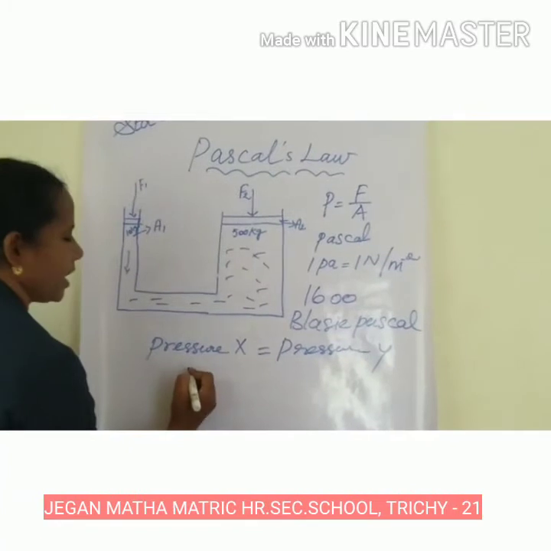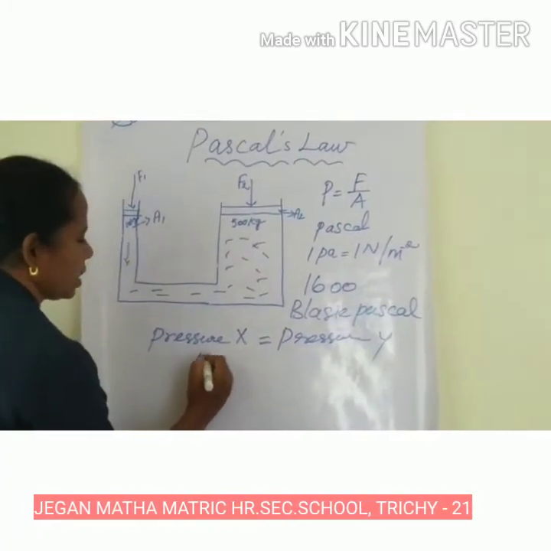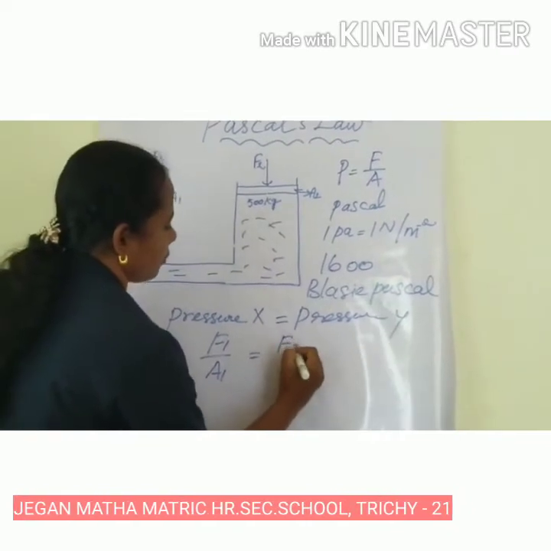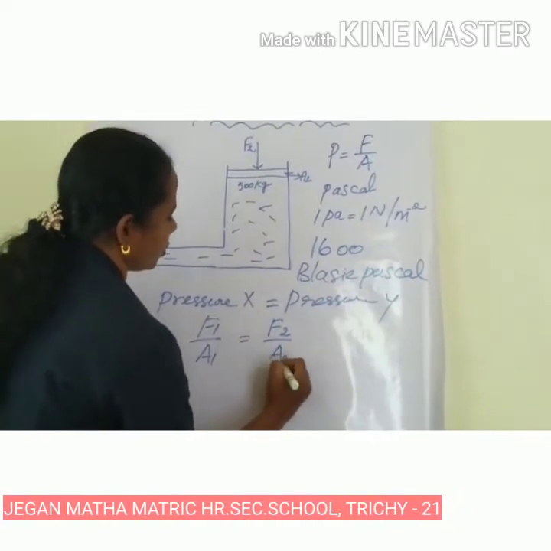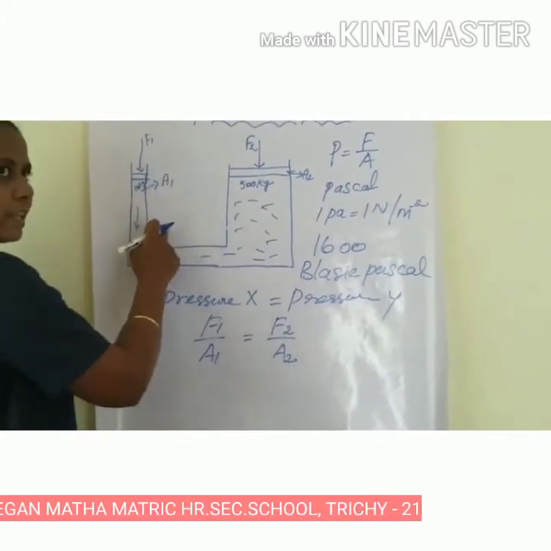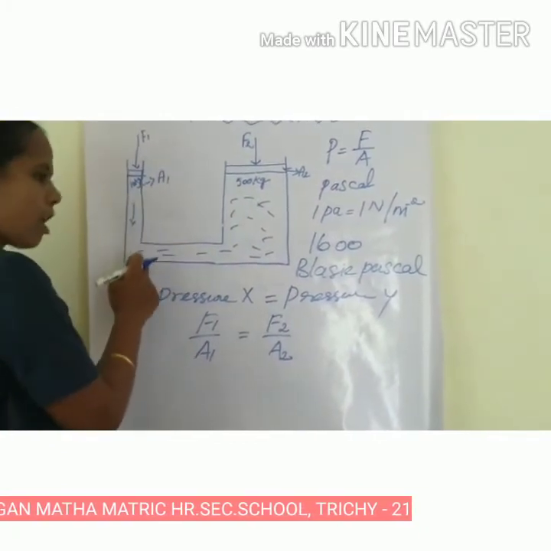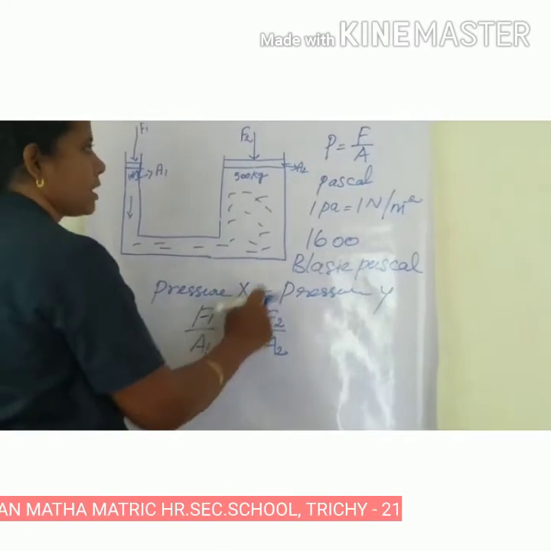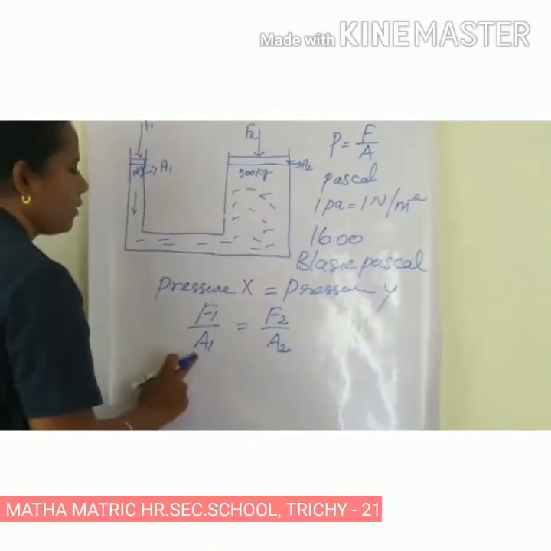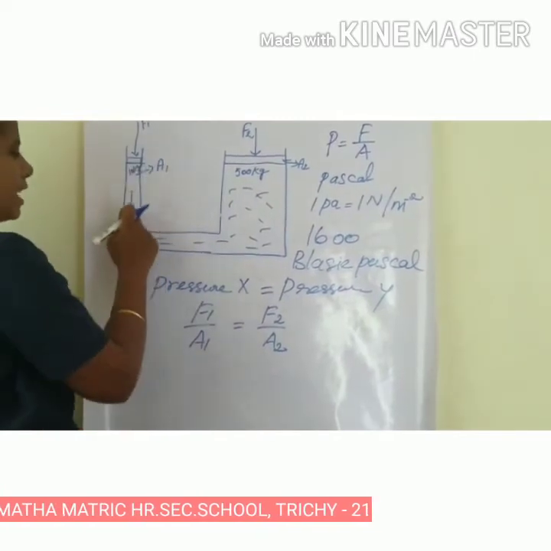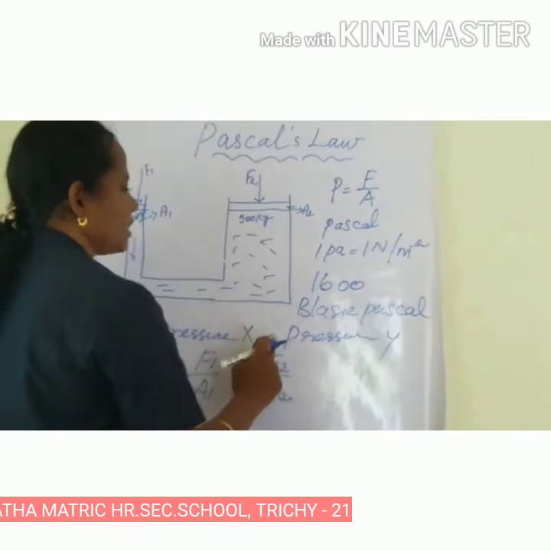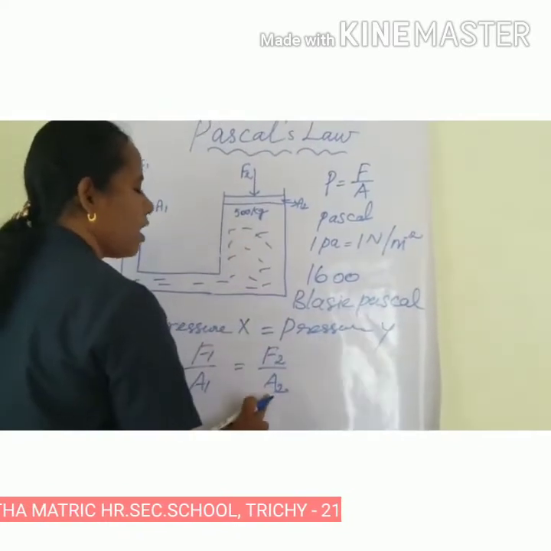So, pressure P is equal to F by A. Therefore F1 by A1 is equal to F2 by A2. Here F1 is the force exerted on the small piston and F2 is the force exerted on the larger piston. A1 is the surface area of the small piston and A2 is the surface area of the large piston.